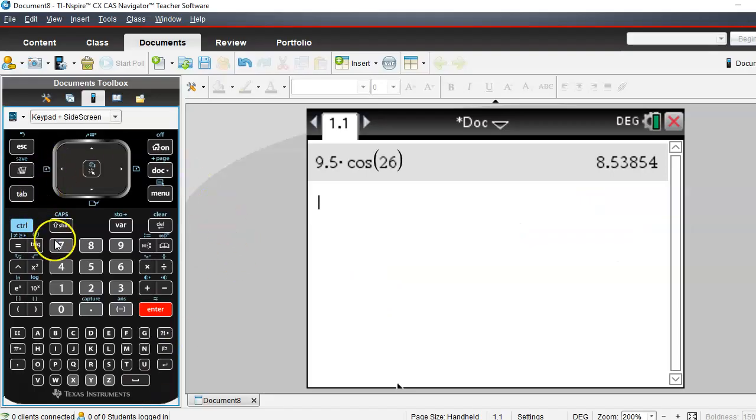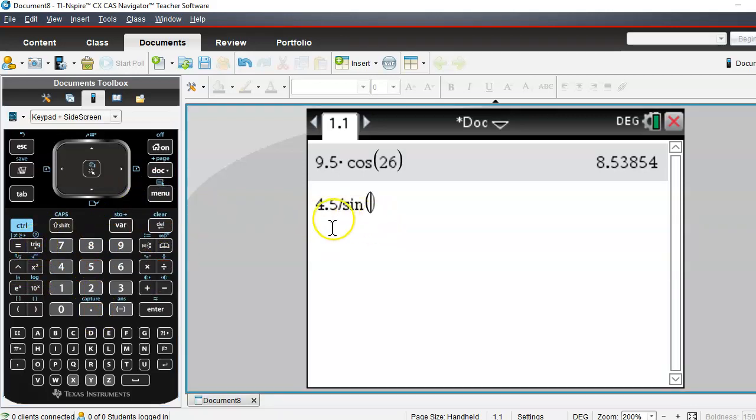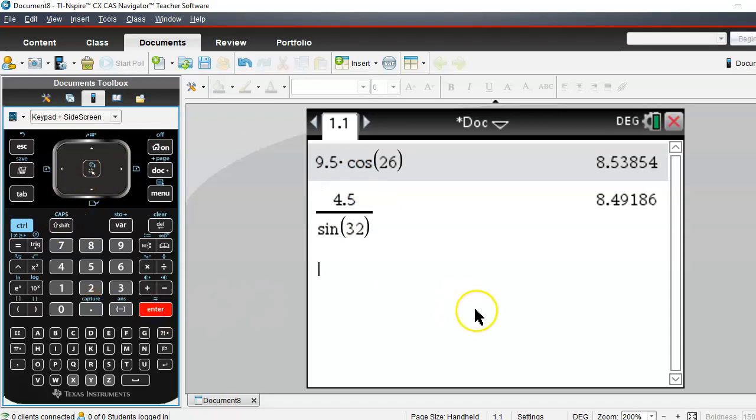Okay, and so 4.5 divided by sine 32 degrees. Now, it's a little thing, but notice that when we write cos and sine, we don't capitalize the C or the S, okay? Something to keep in mind.